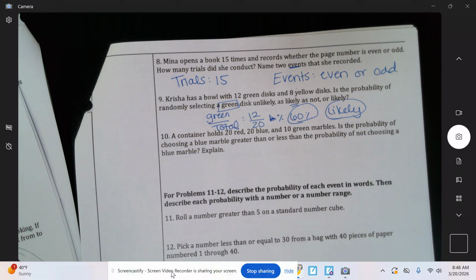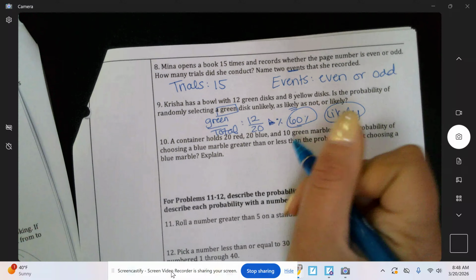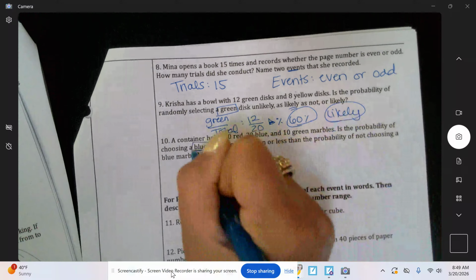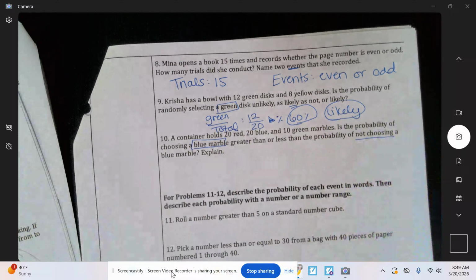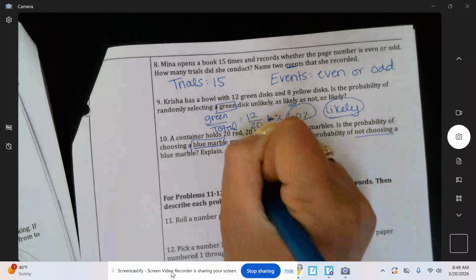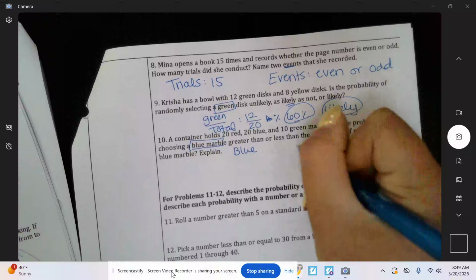A container holds 20 red, 20 blue, and 10 green marbles. Is the probability of choosing a blue marble greater than or less than the probability of not choosing a blue marble? I want y'all to figure that out. So you have to figure out the probability of finding a blue marble, and then the probability of not choosing a blue marble. So find those two probabilities and determine, is it better to get a blue or is it better to not get a blue? Blue or not blue?